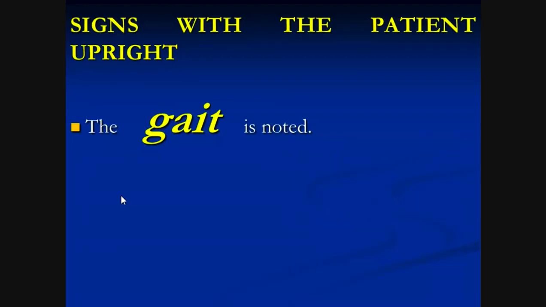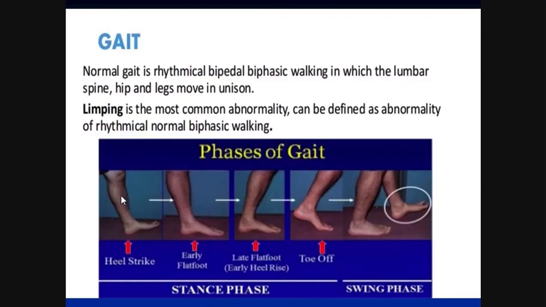First of all, we must look to the gait, and we must know the normal gait for the person. Normal gait is usually rhythmical, bipedal, biphasic walking, in which the lumbar spine, hip joint, and the legs move in unison. Limping is the most common abnormality and can be defined as abnormality of the rhythmical, normal, biphasic walking. If you look to the picture, this is the normal gait, and it passes usually in two phases.